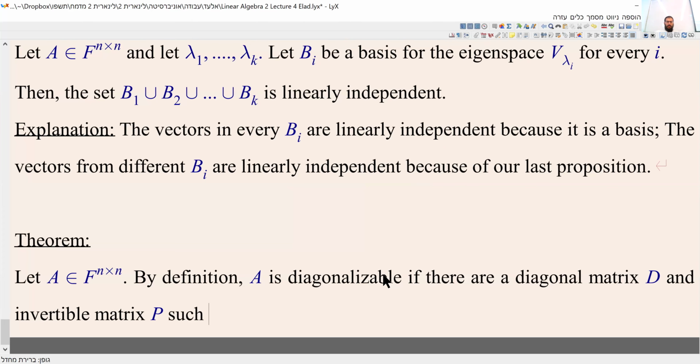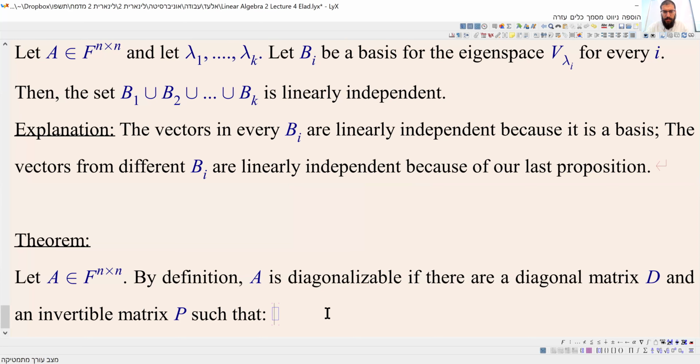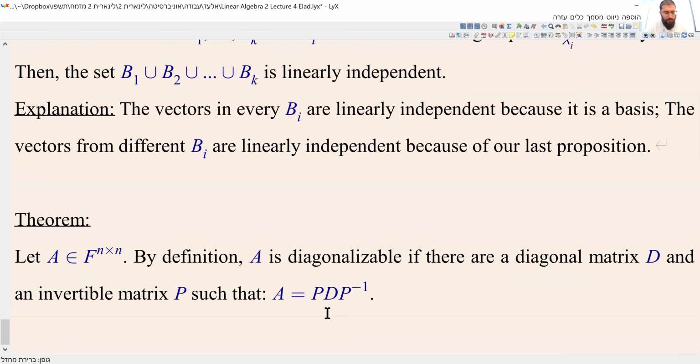So what was I saying? A is diagonalizable if there are a diagonal matrix D and an invertible matrix P such that A is PDP^(-1). We showed why it is important in lecture number 3, because we can now calculate high powers of the matrix, and this is important, as we talked about, for video games or whatever.